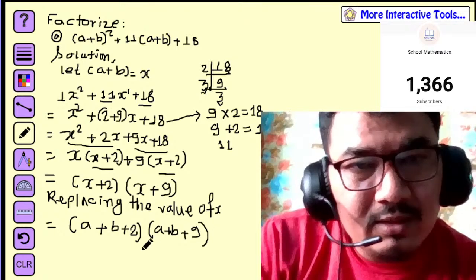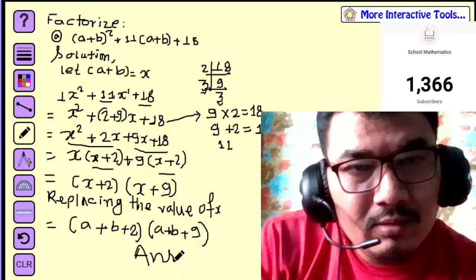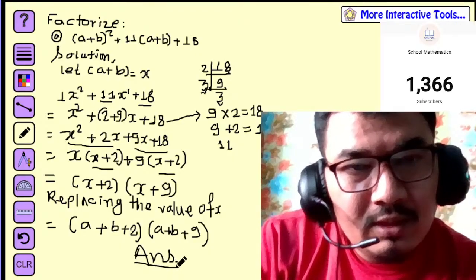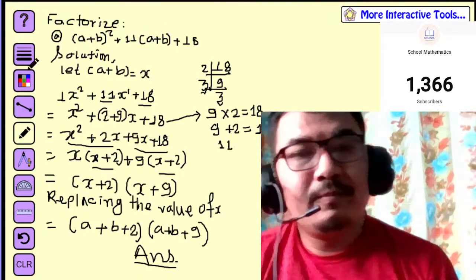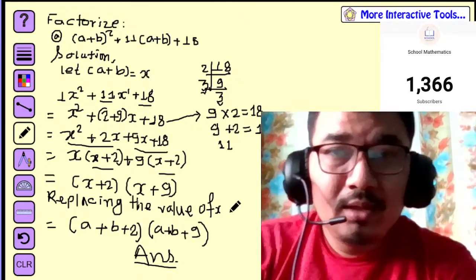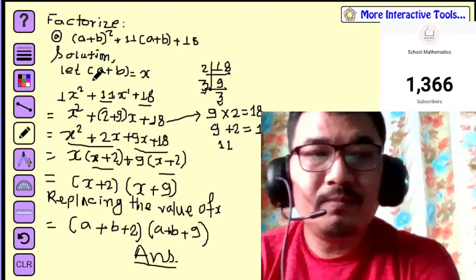These are the two factors of this expression. This is the way to factorize this type of question.